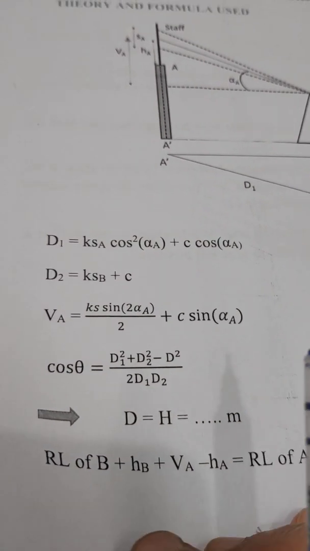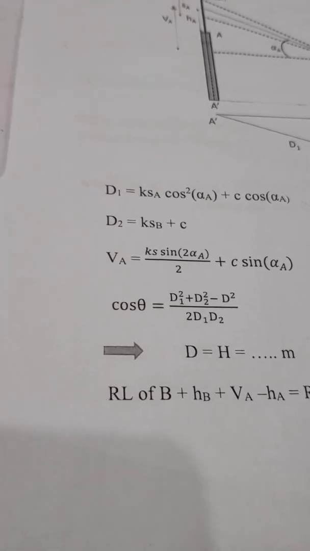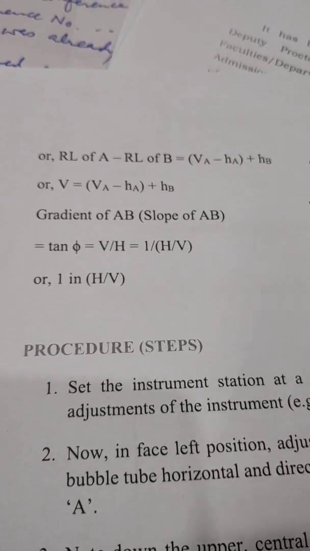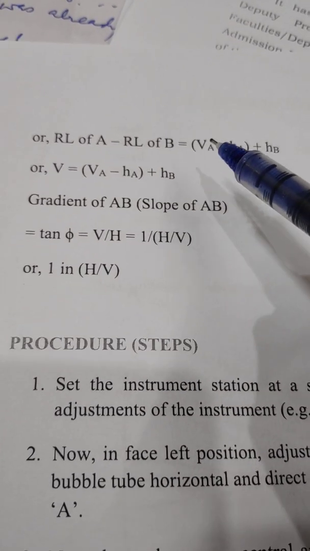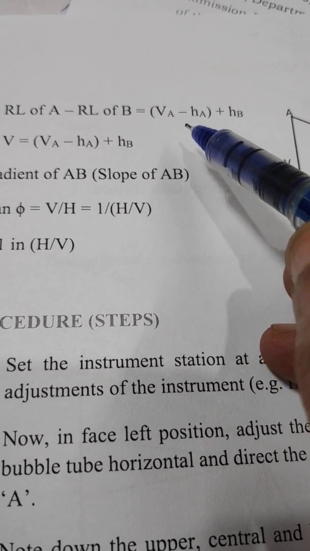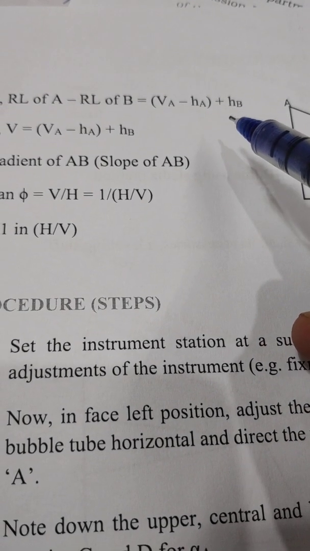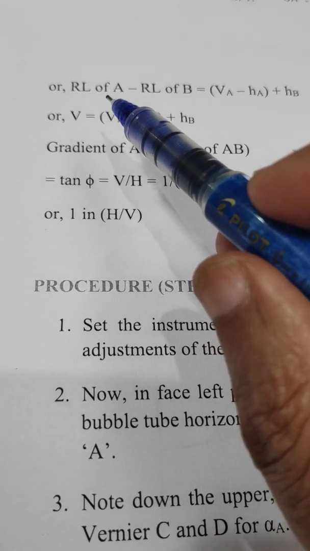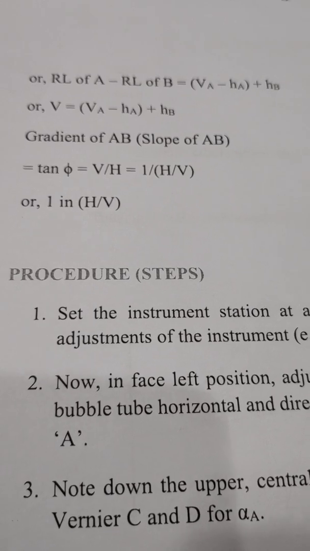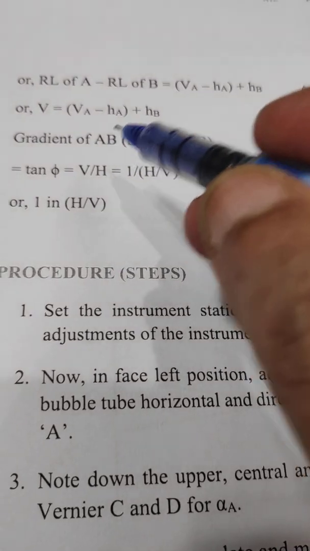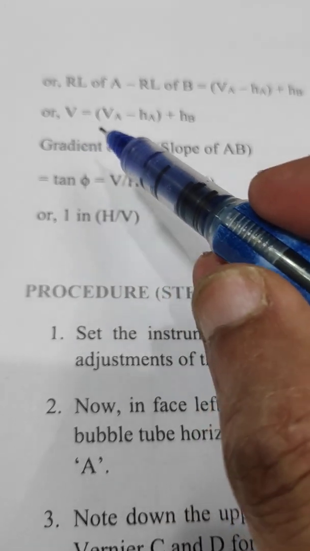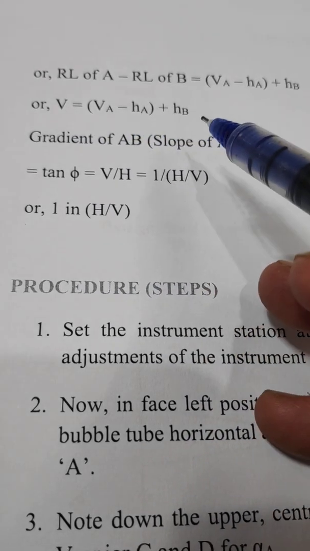Now we will rearrange this equation like this. इसको rearrange करेंगे. RL of A minus RL of B, उसको इधर ले आए, RL of B को, तो ये हो गया VA minus HA plus HB. So RL of A minus RL of B, we can write V. We can write here V. So the V, or the vertical distance, you can calculate like this.